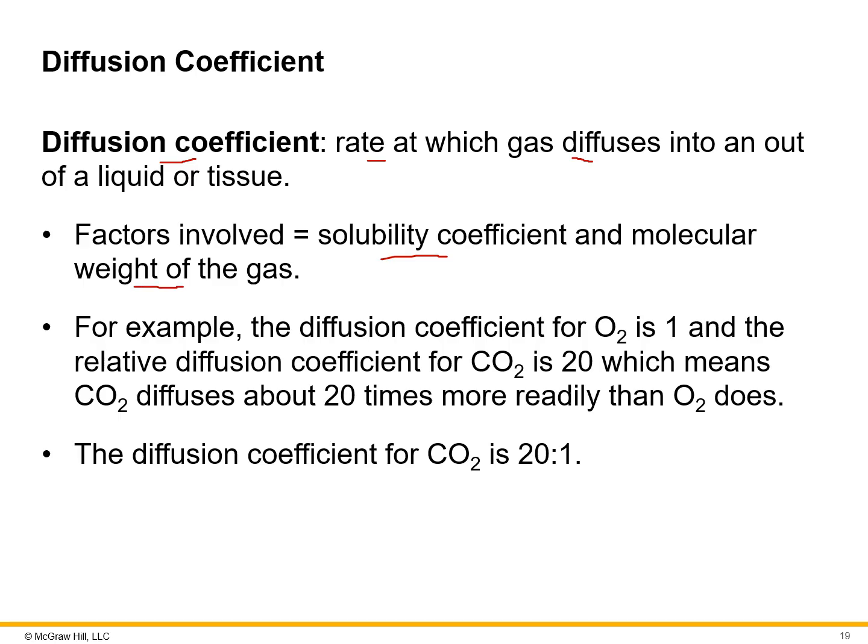So just using oxygen here for an example, the diffusion coefficient is actually 1. The relative diffusion coefficient for carbon dioxide is about 20. And what these numbers really mean is that carbon dioxide diffuses about 20 times faster, more readily than oxygen does. And a lot of that is because it's much more soluble in water than oxygen is.